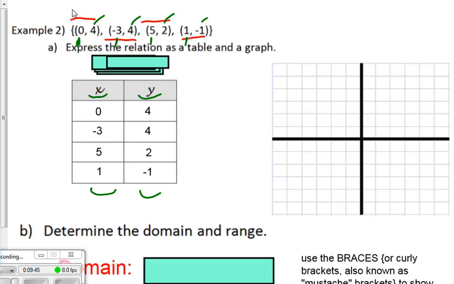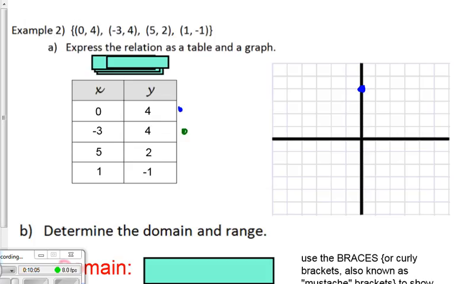Okay, so with that in mind now, I've got my table done. Now I need to graph it. So let's graph this first point, 0, 4. On my graph, I start at 0 and go up 1, 2, 3, 4. So right there is going to be that first point.